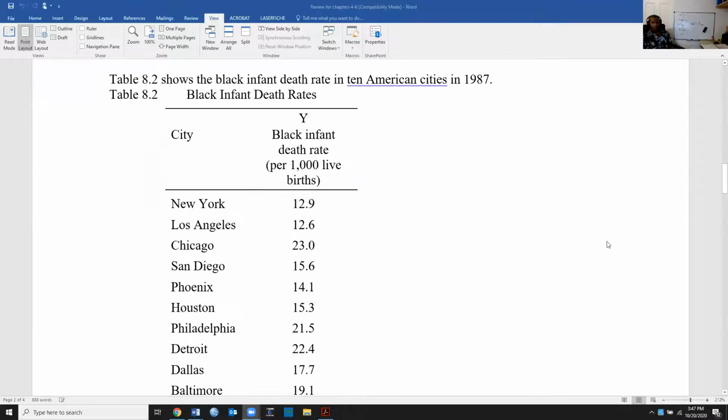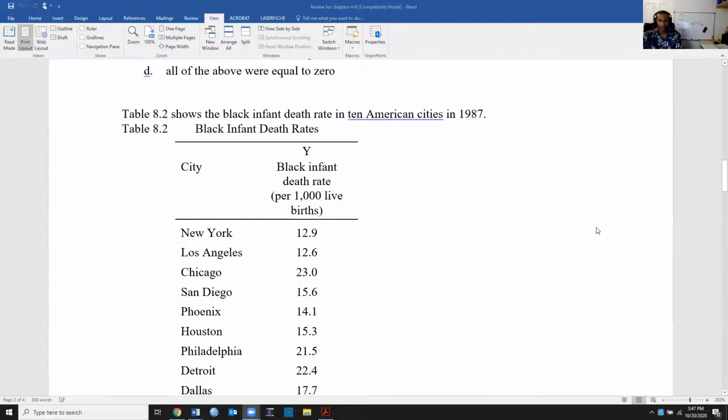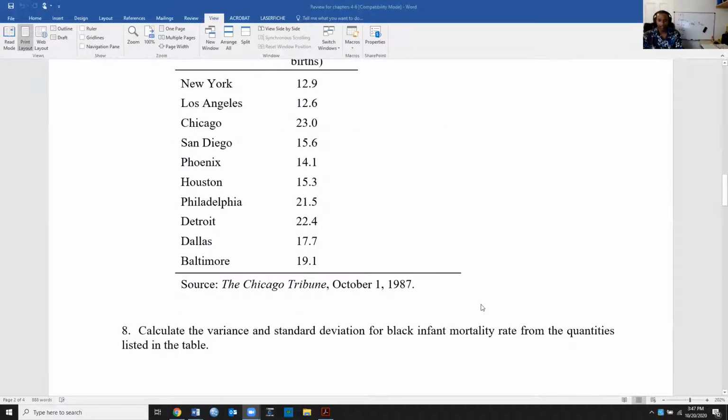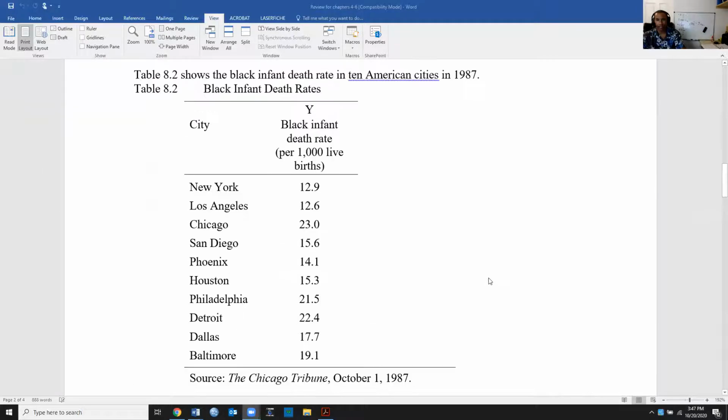Okay, now let's go ahead and take a look at this data. This data is asking us to calculate the variance and the standard deviation. So let's just take a look at the data right now. And I want you to tell me, what would I need to do in order to calculate variance? What's the first step? Because I need to calculate the variance before I calculate the standard deviation. Do the mean. Find the mean.